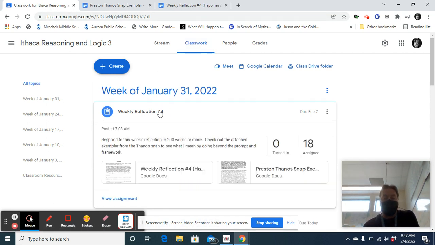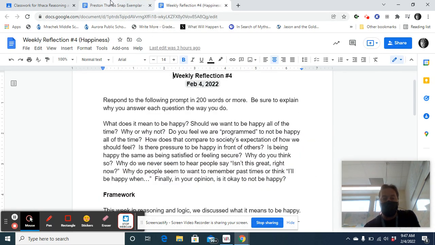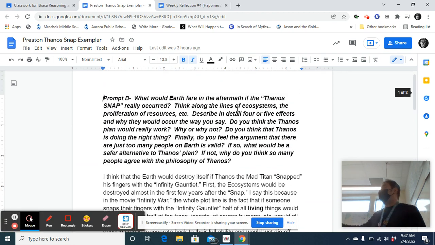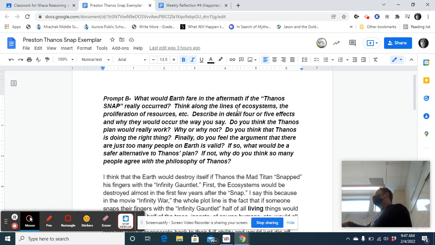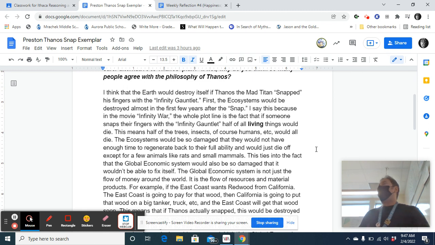Let's open that up. If you go to the side on the right, it gives you an exemplar from somebody who did a really excellent job on the Thanos snap one. I wanted to look at that first. You'll see that the copies that are on your table are hard copies, if you'd rather look at that than look at the computer screen. I wanted to show you what I mean when I say going fully in depth into your reasoning, moving beyond the framework, moving beyond what the prompt is asking, and showing as much reasoning as possible.